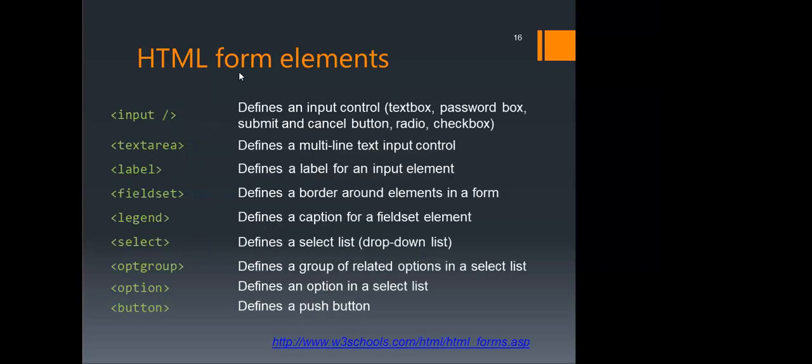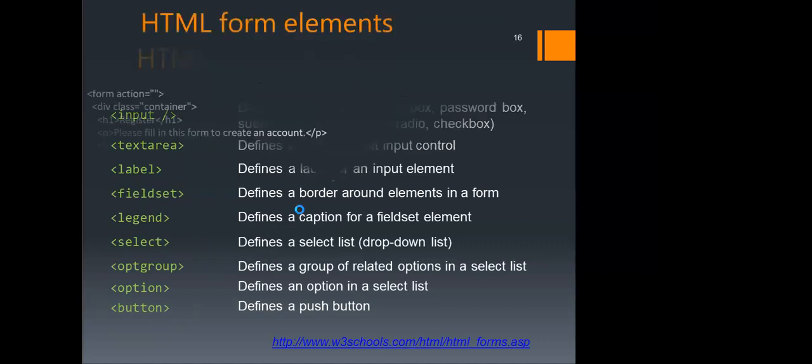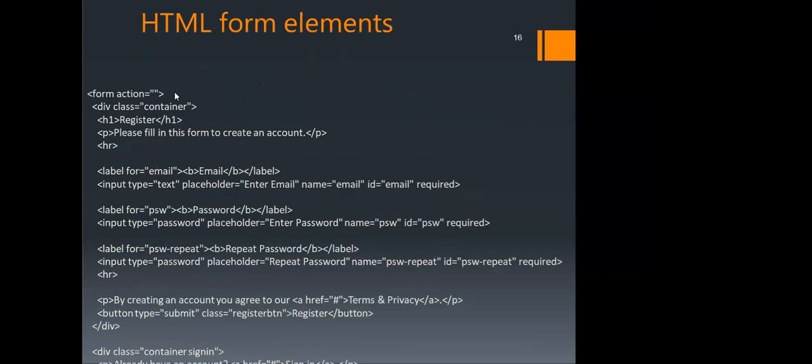Further, you can see here the HTML form elements. These are the attributes: input, textarea, label, fieldset. These will all become clearer through the program. Here you can see a small program. If you have time and want to see this, you can. For the form action, right now I'm keeping it blank.